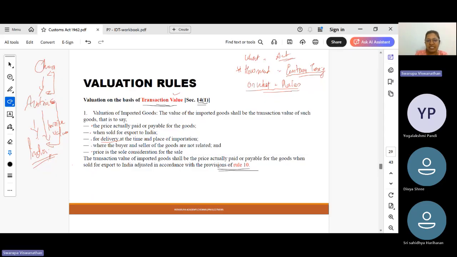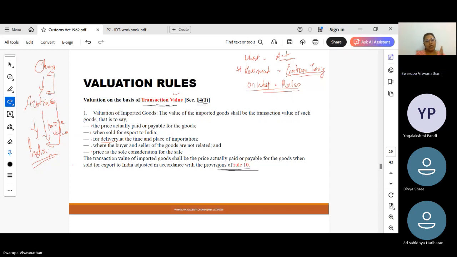So valuation rule says in case of values, the value of goods that is being imported into India will be the price actually paid or payable for the goods when it is sold for export to India, for delivery at the time and place of importation, where buyer and seller are unrelated and price is the sole consideration. So where the goods are being imported by an unrelated person, price being the sole consideration, we can take the price to be the base value to calculate the tax.